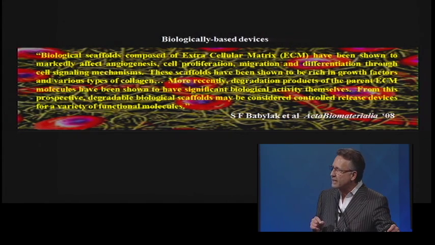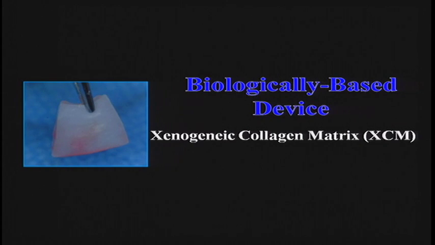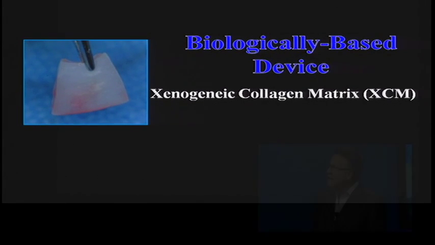From this perspective, degradable biological scaffolds may be considered control-release devices for a variety of functional molecules. So today, if you pick the right scaffold, it's not your dad's old Oldsmobile. There are lots of these membranes and scaffolds that really don't add much to the mix, but there are some that can really move the entire process from repair toward regeneration. And the one we've been doing research on over the last few years is a xenogenic collagen matrix.